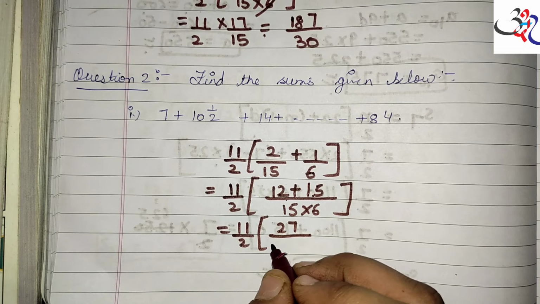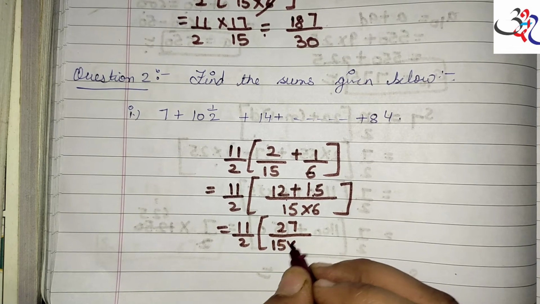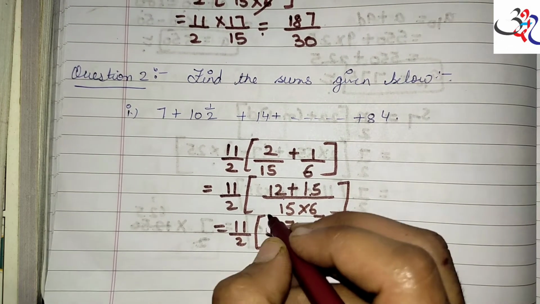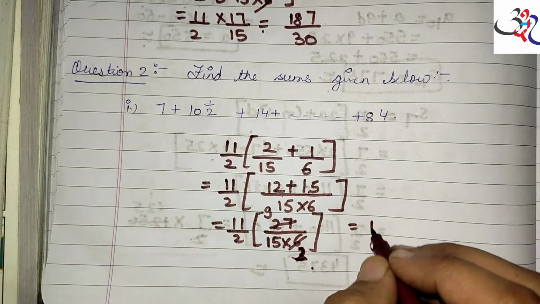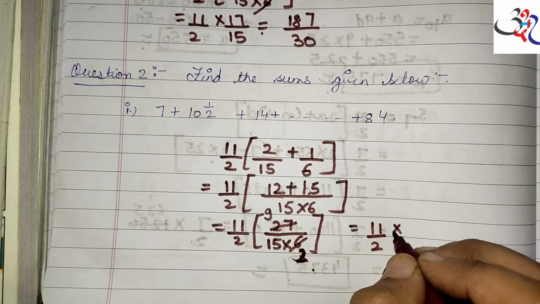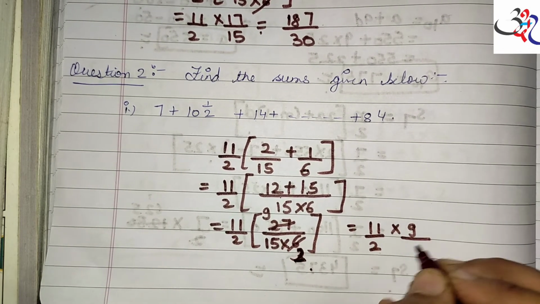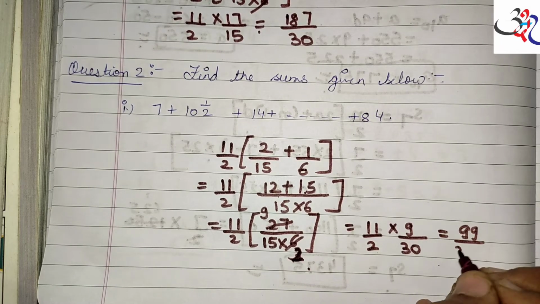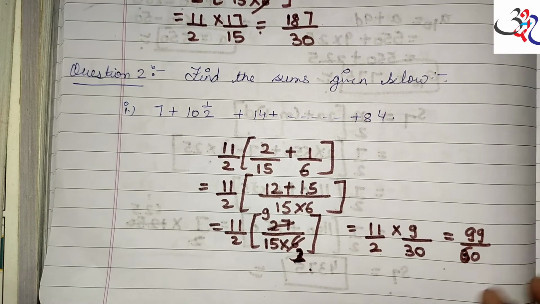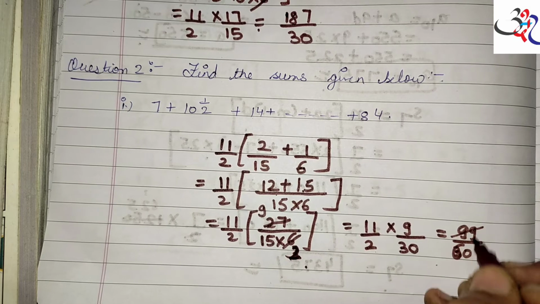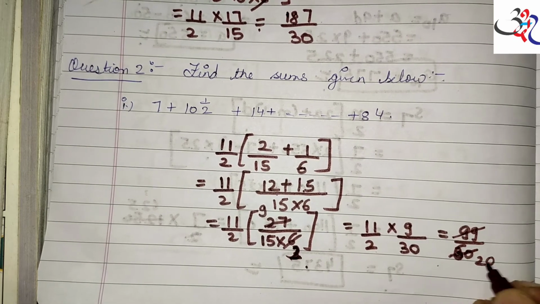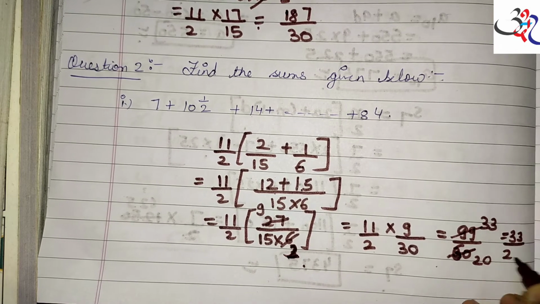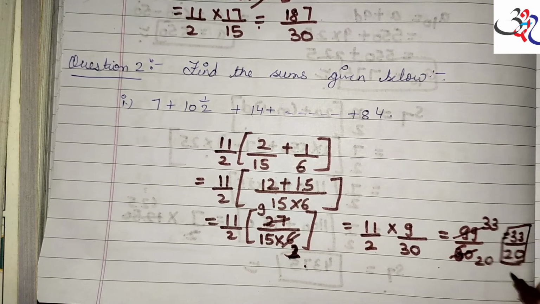15 plus 12 is 27. 15 into 6, let's just cancel it out on 3. 3 twos are 6 and 3 nines are 27. So my answer will be 11 by 2 into 9 by 30, which is equal to 99 by 60. So let's just cancel it out a little bit more. It is getting cancelled out on 3. 3 twenties are 60 and the answer will be equal to 33 by 20.